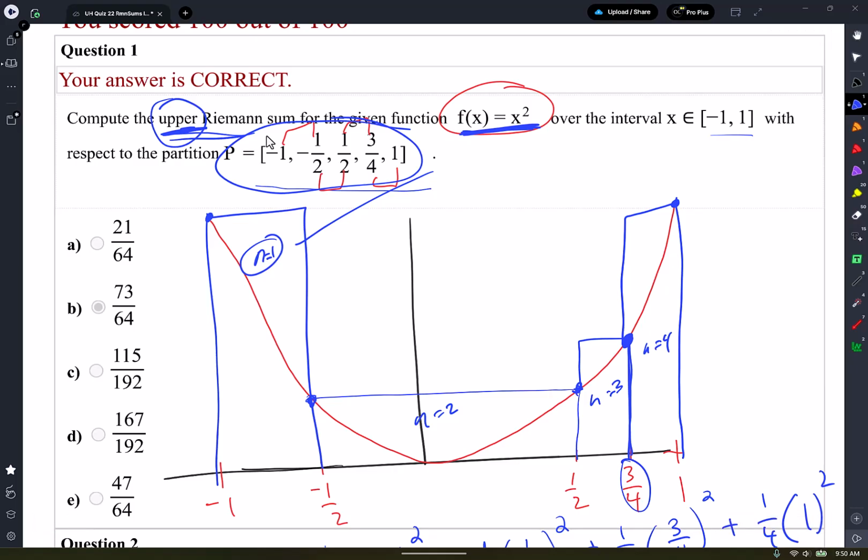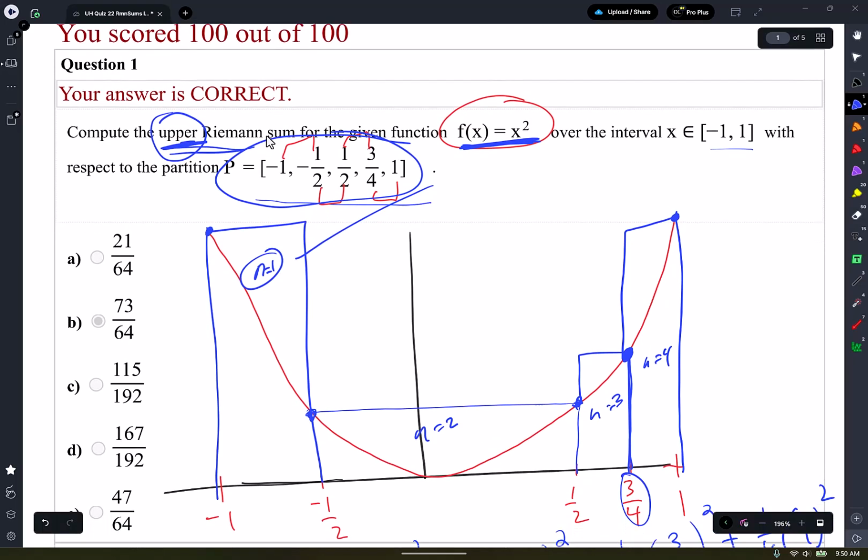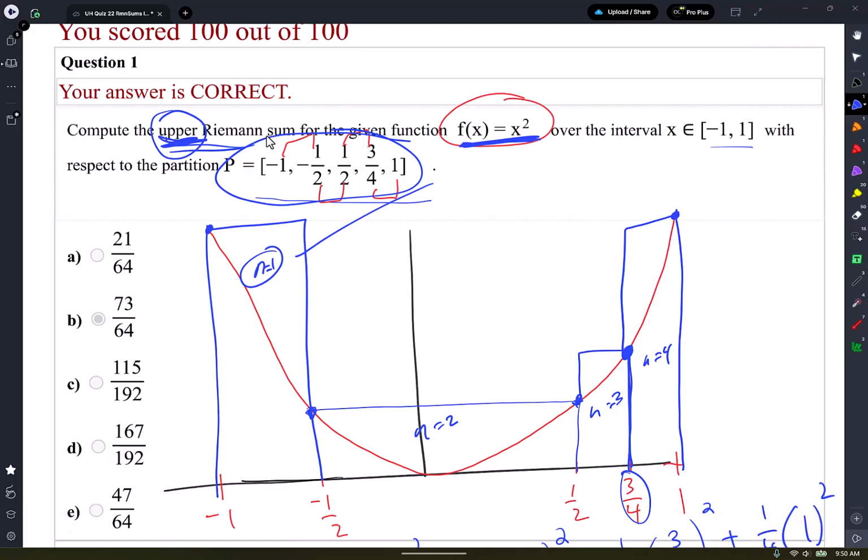Why would they choose 0 and not 1/4? Because if it said lower, at 0 it's on the lowest point on that curve. Not at 1/4, but at 0. But did it say lower? No. It said upper.